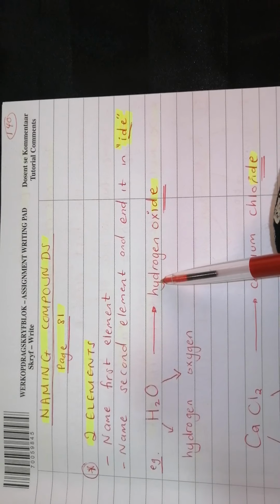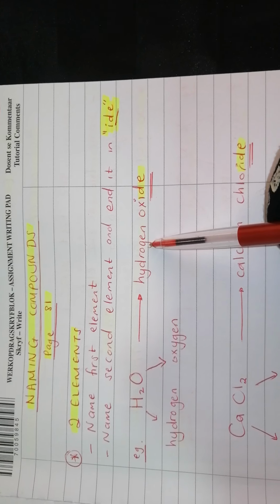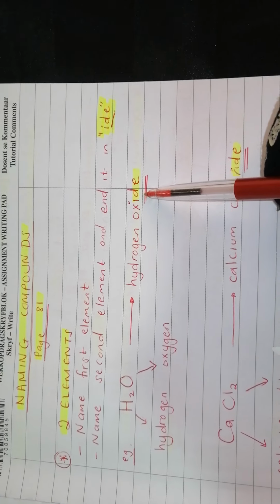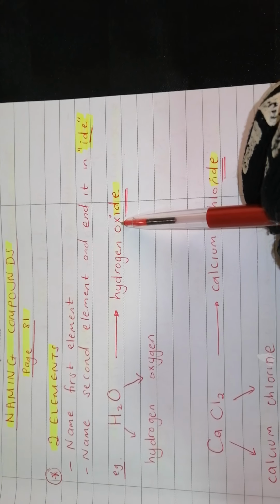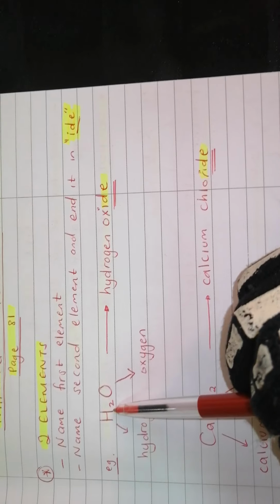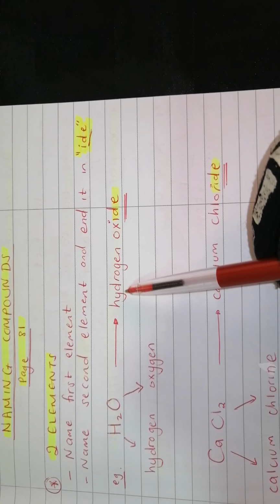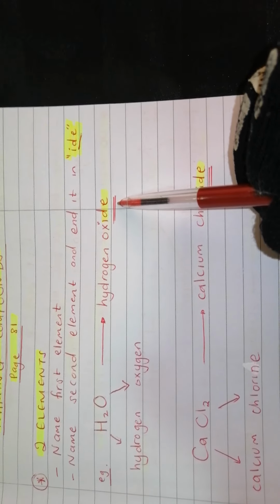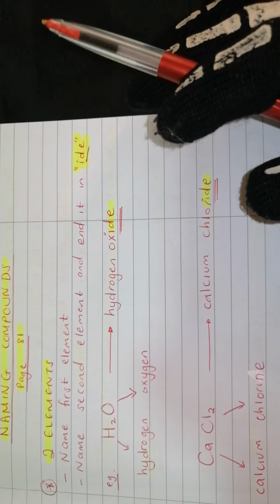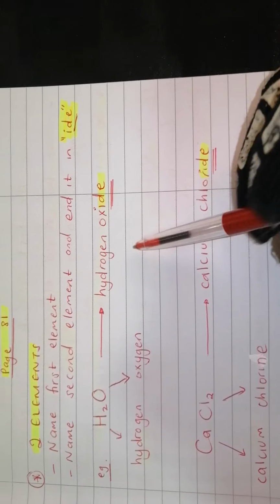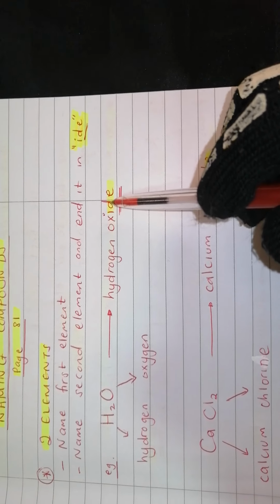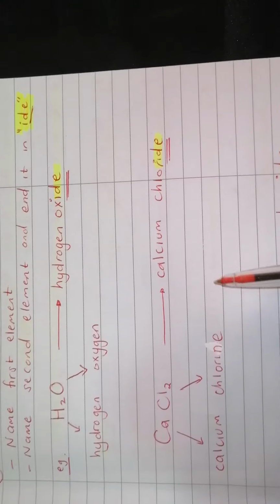So I'm going to name the first element, which in this case is hydrogen. Then I'm going to name the second element, but it's going to end in "ide." So it will become hydrogen, and then oxygen will become oxide. So H2O's proper chemical name is hydrogen oxide. Now when you see something that has two elements, automatically that name has to end in "ide." If it doesn't end in "ide," then it means you're doing something wrong. Okay, let's do another example.